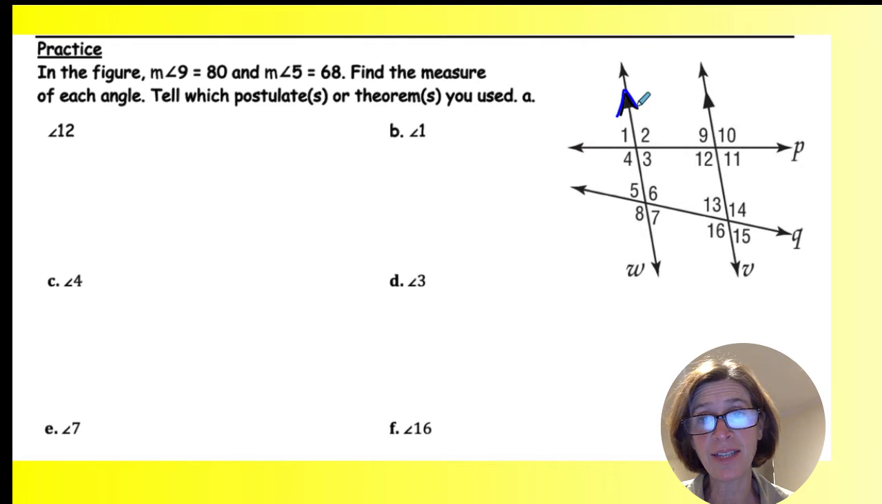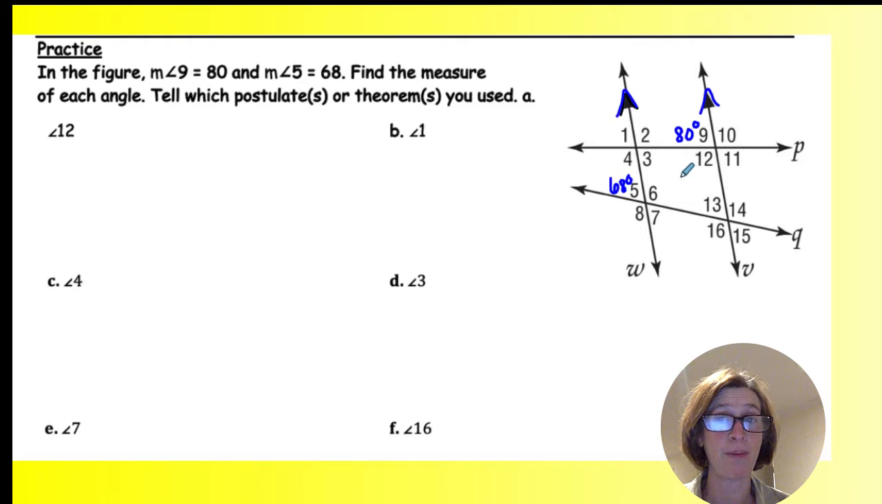Now it's slightly different than the last example we went through because P and Q are not parallel. They're not marked parallel. That changes things slightly, ever so slightly, right? All right, so if the measure of angle 9 is 80 degrees and the measure of angle 5 is 68 degrees, let's see what we can come up with from here.